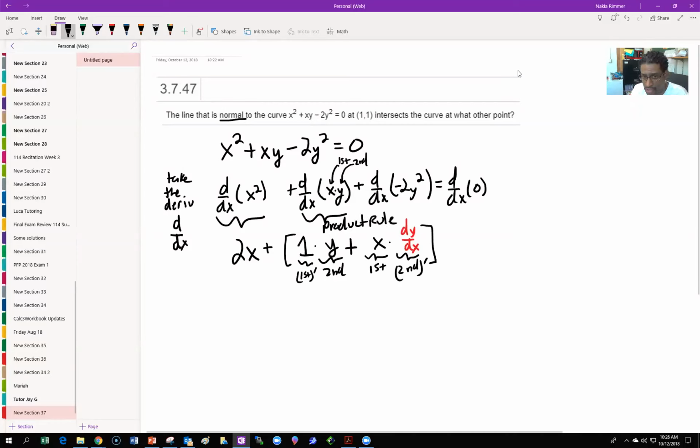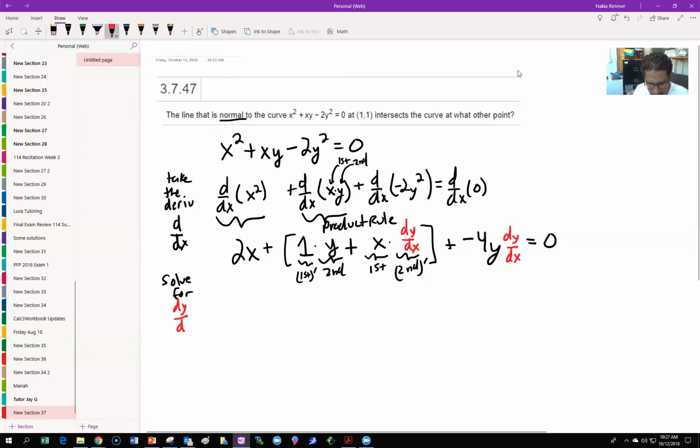Okay, great. We have this other term here, the derivative of negative 2y squared. That's negative 4y, but we're taking the derivative of a term with a y on it, so officially we have to multiply by dy dx. And then we have, on the right-hand side, the derivative of 0, which is 0. Derivative of any constant is 0.